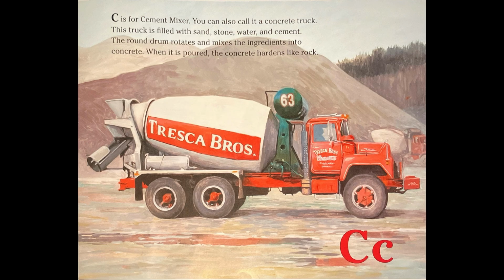C. C is for cement mixer. You can also call it a concrete truck. This truck is filled with sand, stone, water, and cement. The round drum rotates and mixes the ingredients into concrete. When it is poured, the concrete hardens like rock.